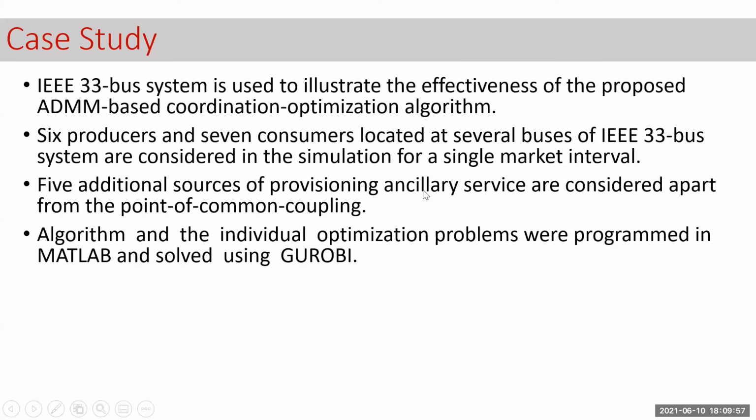To support with ancillary services, we have considered 5 additional sources, which can be diesel generators or other connections to the main grid apart from the main point of common coupling.